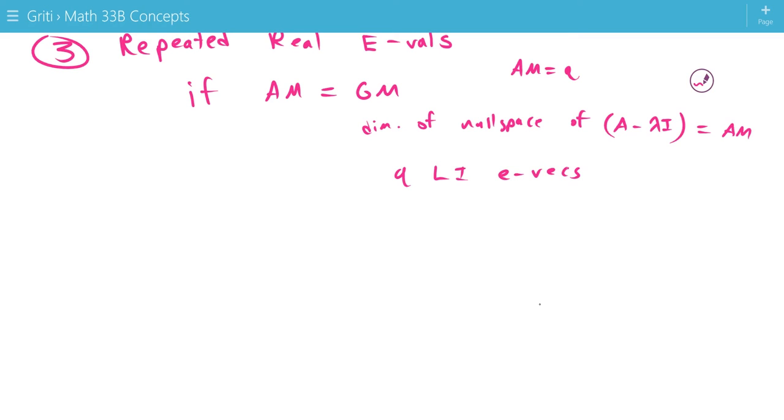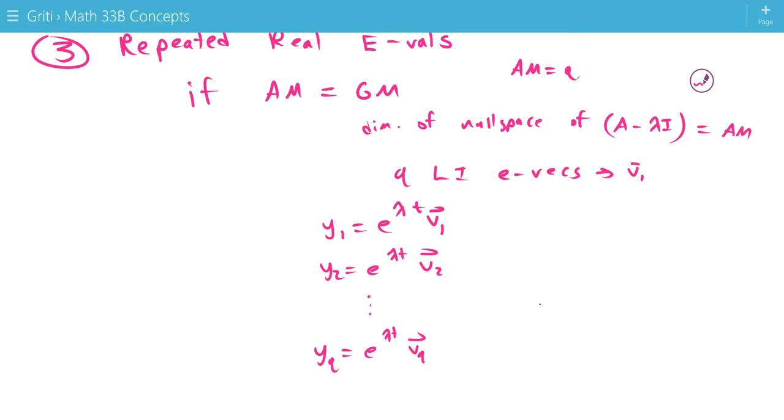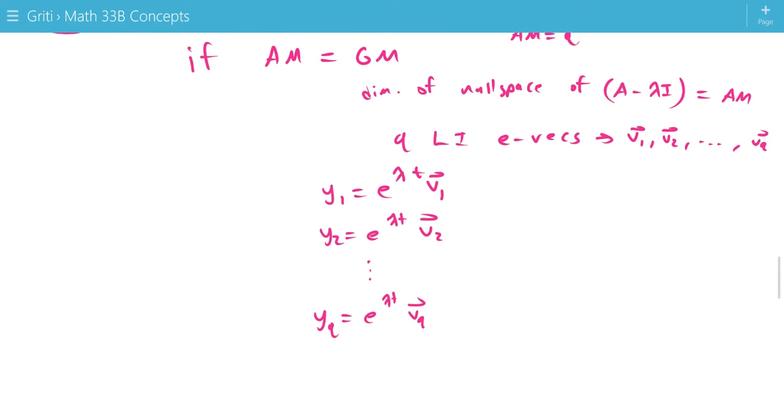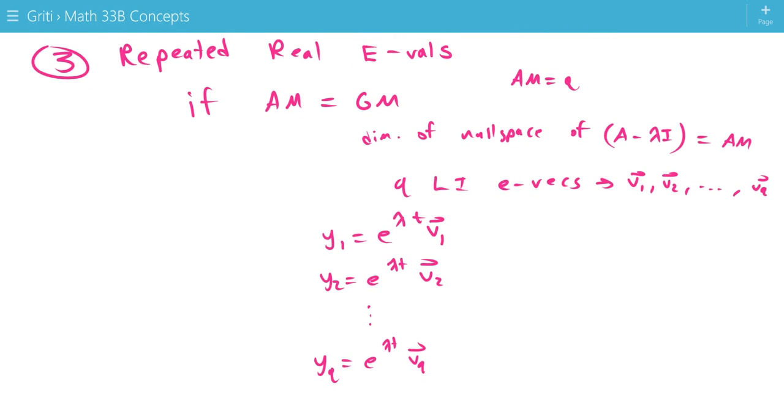and each of the solutions will be y1 equals e to the lambda t v1, and then y2 will be e to the lambda t v2, all the way to yq, which will be e to the lambda t vq. So these eigenvectors will be v1, v2 all the way to vq. So if our algebraic multiplicity is q, we need q different eigenvectors.